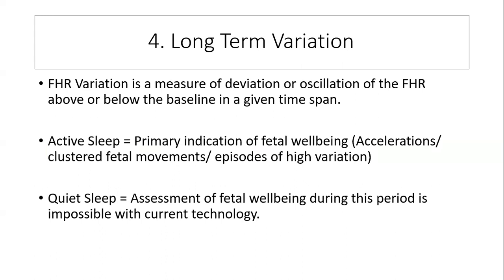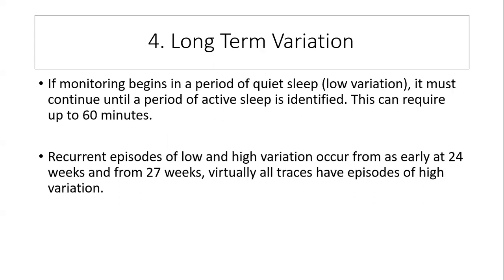The next thing that the computer determines is long-term variation. So heart rate variation refers to the deviation or oscillations of the heart rate above the baseline, or what we normally call the variability. Babies go between active sleep and quiet sleep. In active sleep, that's where we primarily assess fetal well-being, because we can see accelerations, clusters of movement, and episodes of high variation. But in quiet sleep, assessment of fetal well-being is impossible because we cannot tell if the baby is hypoxic or just going through an episode of low variation. So if you begin monitoring in an episode of low variation, you must continue to a period of high variation before you can actually say that the baby is okay.